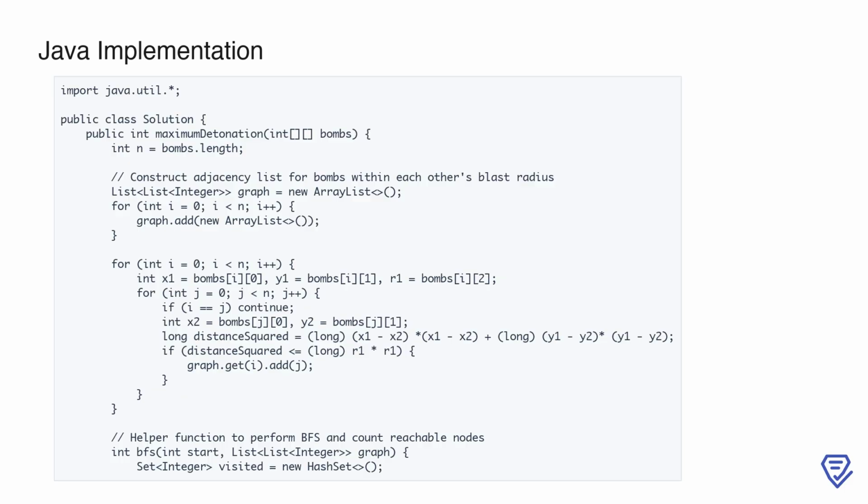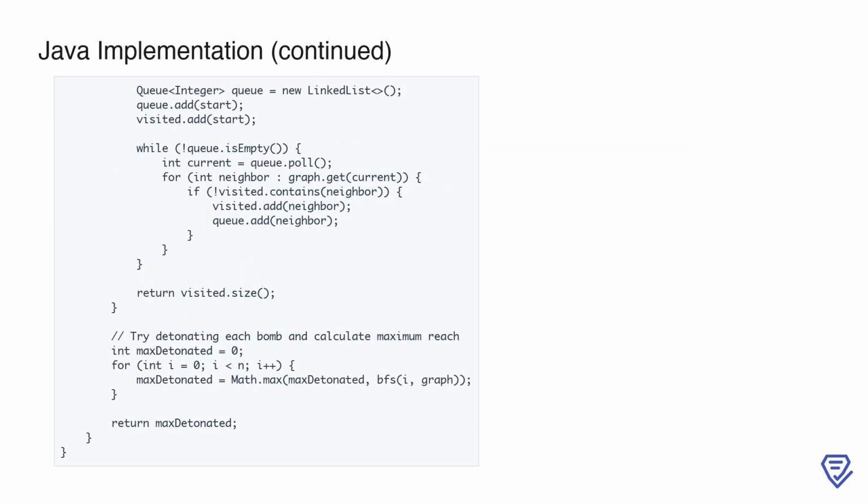To build this graph, we iterate through each pair of bombs. For each pair, we calculate the squared distance between their centers to avoid floating point precision issues. If the squared distance is less than or equal to the square of the blast radius of the first bomb, we add the second bomb to the adjacency list of the first. This creates a graph that captures the detonation reach of each bomb. Finally, we define a helper function BFS to perform a breadth-first search and count all reachable nodes, which will help us determine the maximum chain of detonations.